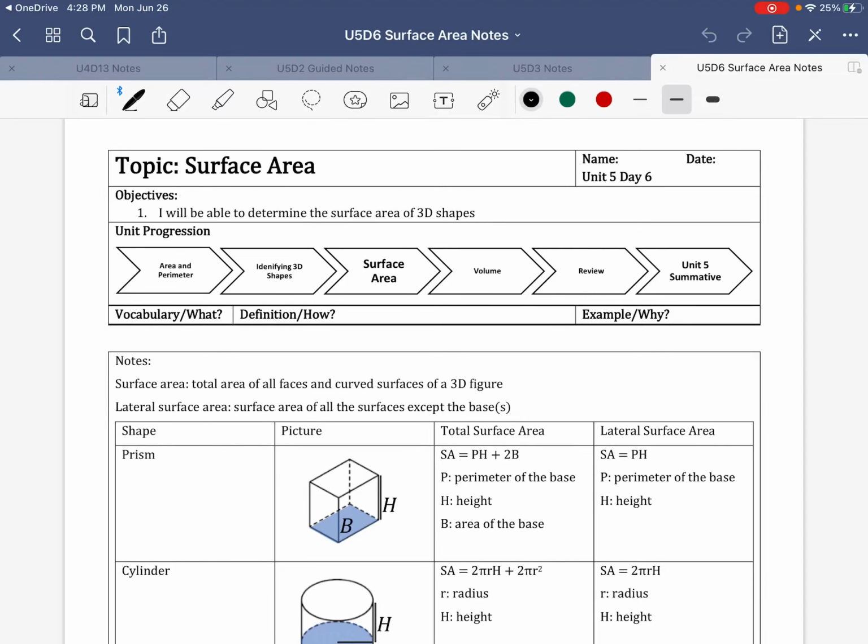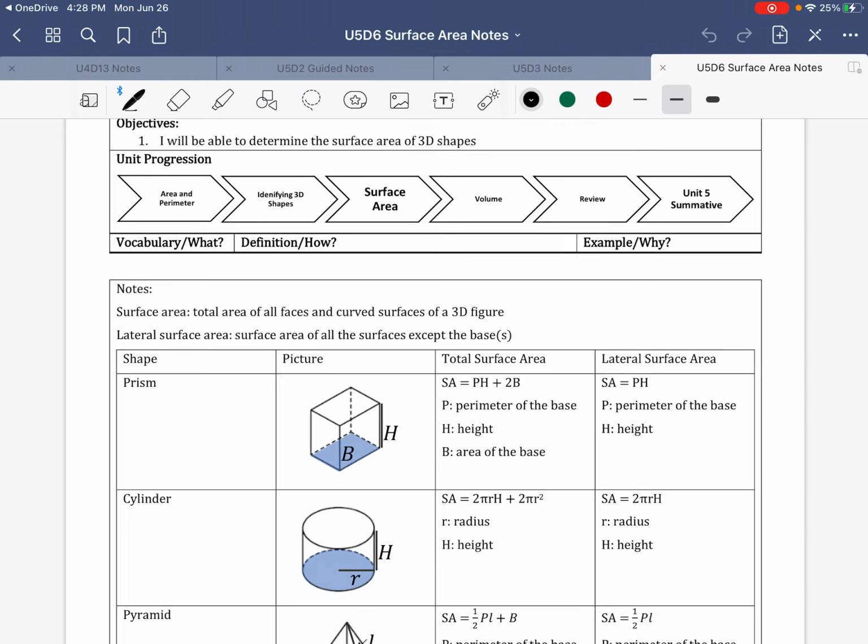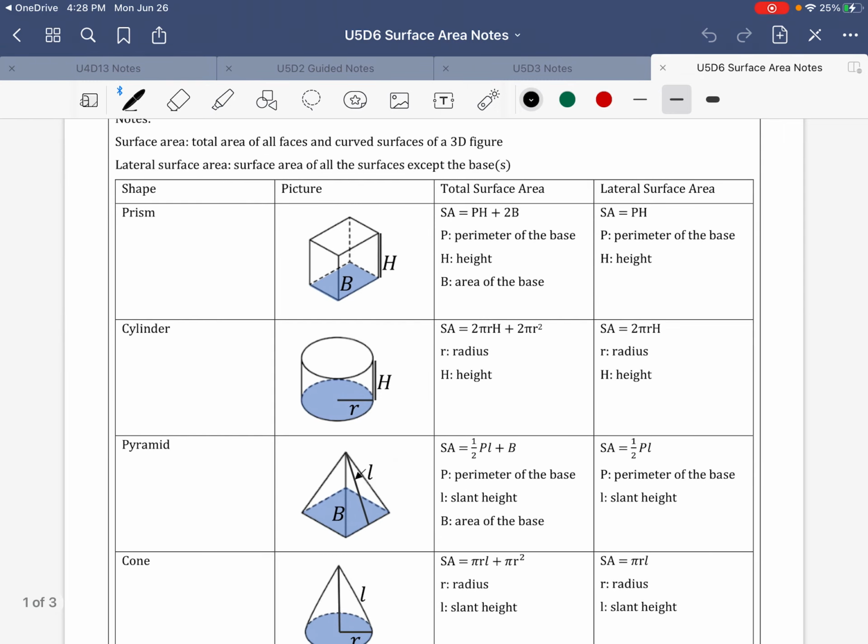Hi everyone, today's lesson is on surface area, Unit 5, Day 6. When we talk about surface area, we're talking about the total area of all of the faces of a 3D figure. When we talk about lateral surface area, we're talking about surface area except for the area of the bases.